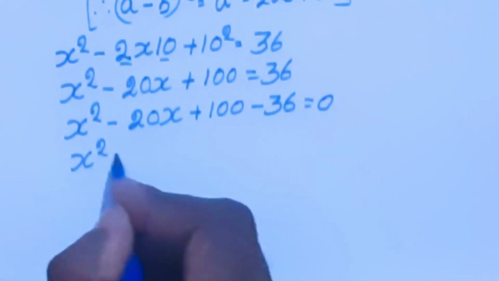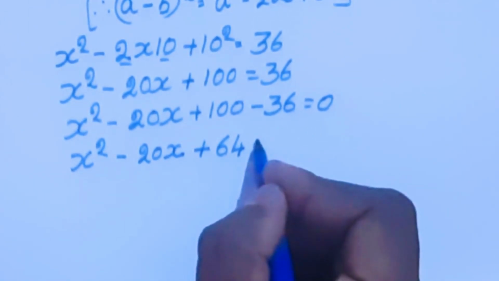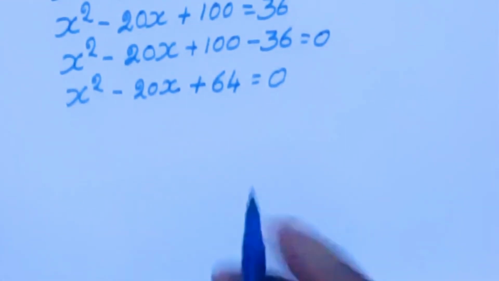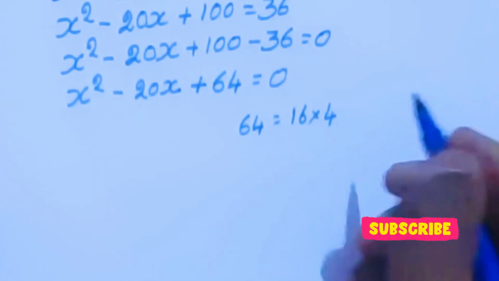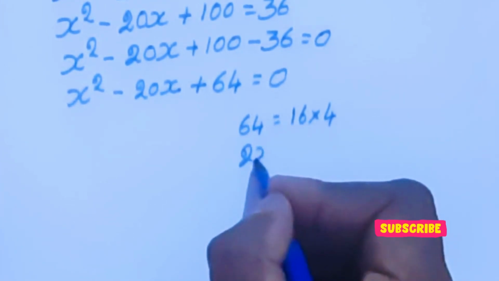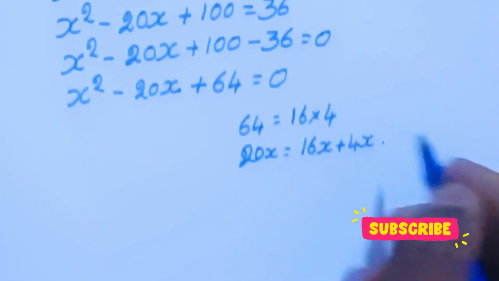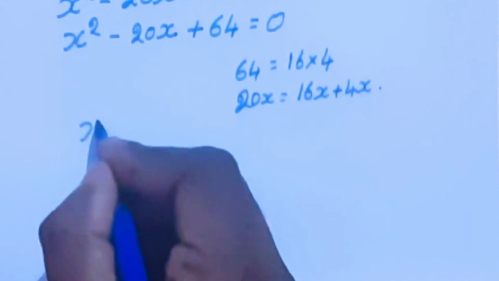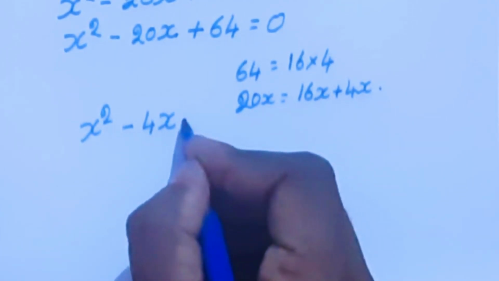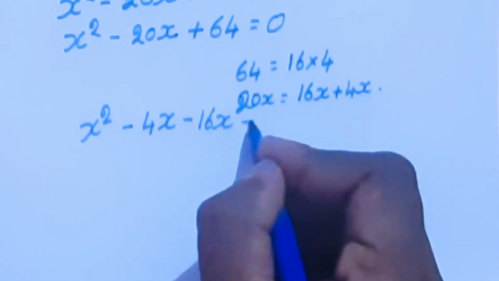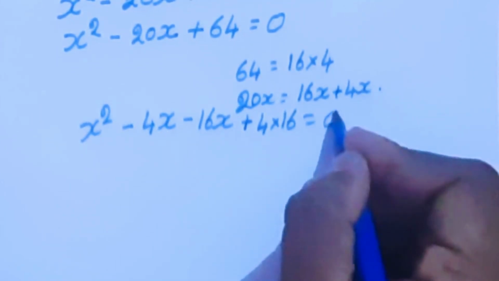Now x^2 - 20x + 64 = 0. Now this 64 can be written as 16 times 4. In the same way this 20x can be written as 16x + 4x. So x^2 - 4x - 16x + 4 times 16 = 0.